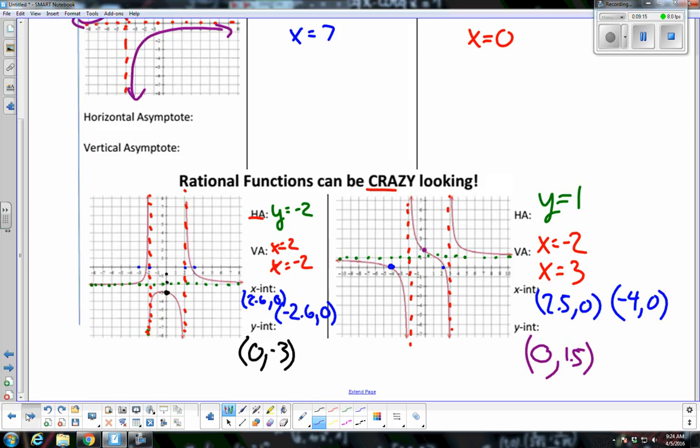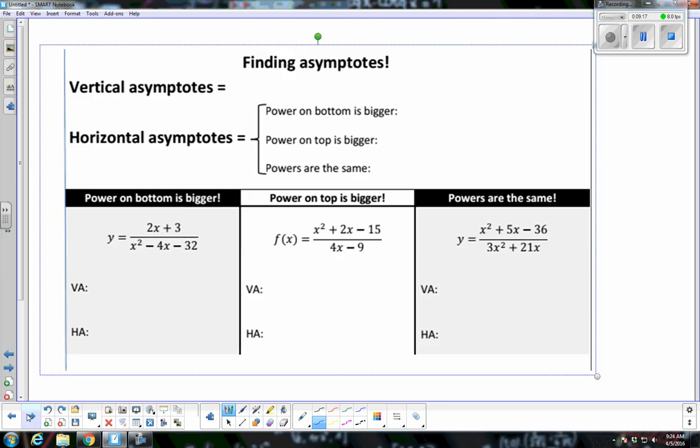Finding asymptotes. How do we find the asymptote? In this case, a vertical asymptote is going to come from anything that makes the denominator 0. So let's just say denominator equals 0. Anything that makes the denominator equal 0 would have a vertical asymptote.